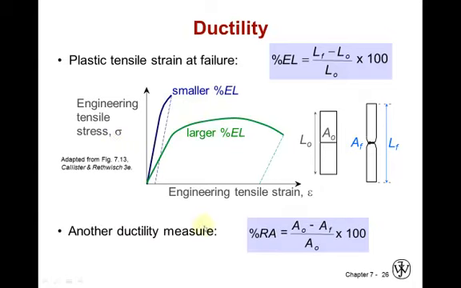Another way of measuring ductility is the percent reduction of area, and this is the original area minus the final area, again over the original area.